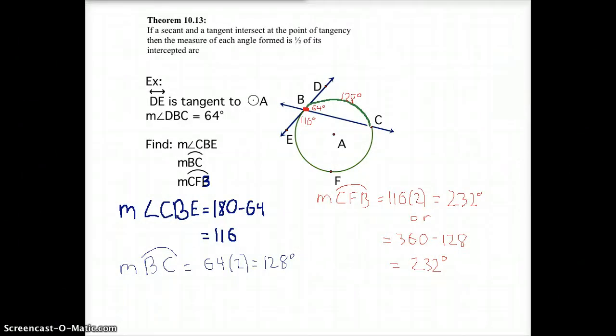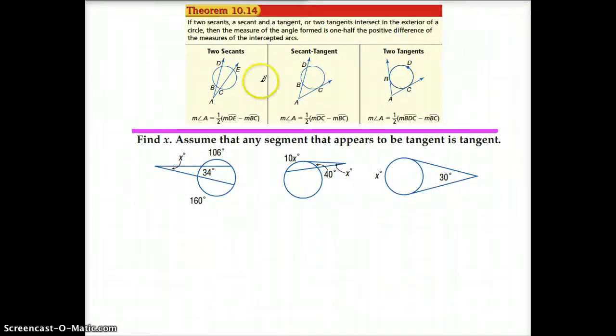Now we have one more theorem, and this theorem gets 3 parts. And this is taken right from your book. It says if two secants, a secant and a tangent, or two tangents, so they have 3 options there, 2 secants, a secant and a tangent, and 2 tangents. If any of those combinations intersect in the exterior of a circle, then the measure of the angle formed is 1/2 the positive difference of the measure of the intercepted arcs. And they draw you 3 nice little pictures here.